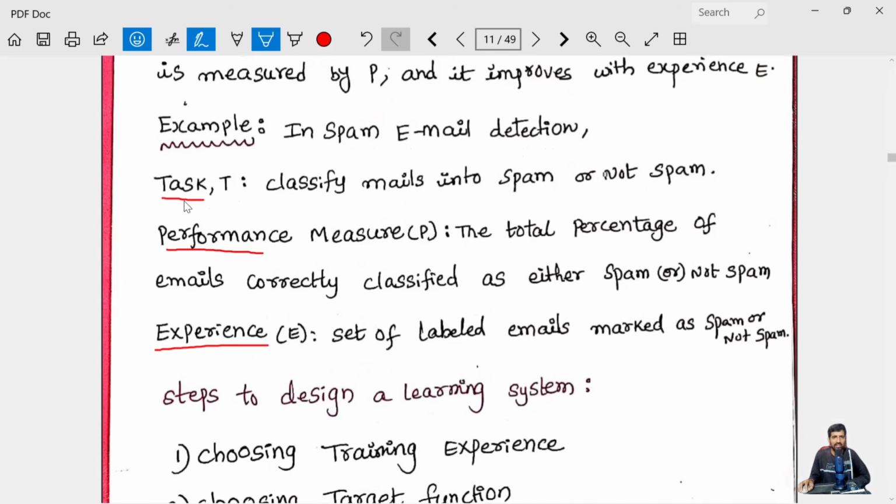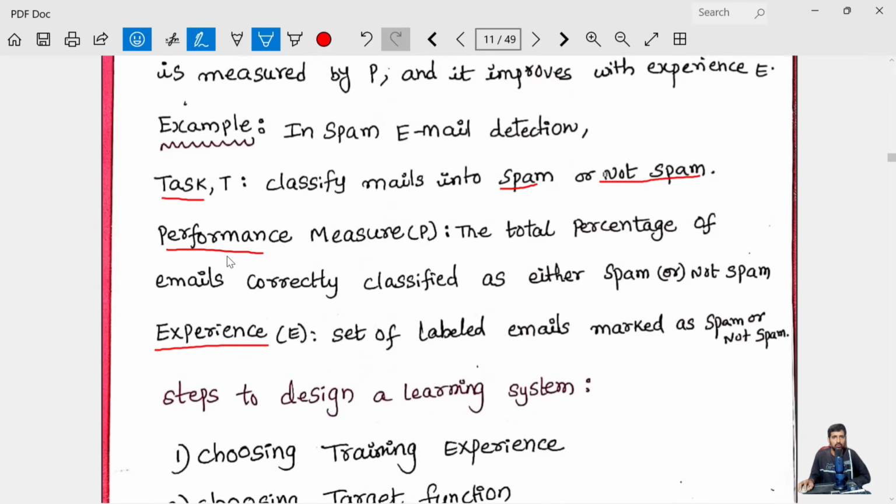Now you see what is the meaning of task. I would like to classify the mails as spam or not spam. This is called the task. You see here, classify the mails into spam or not spam. This is called the task.